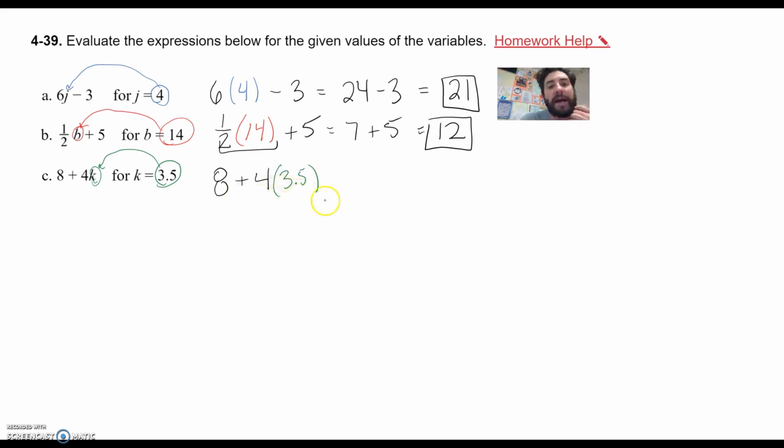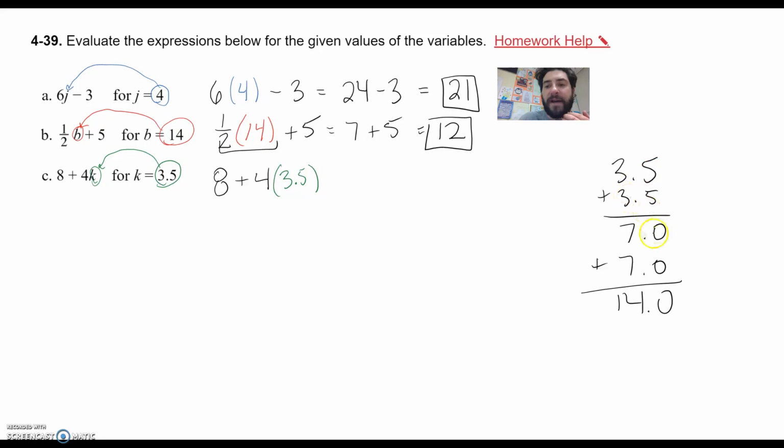So we need to multiply before we add. The order of operations says we multiply before we add. So 4 times 3.5. Well, I know 3.5 plus 3.5, two 3.5s, is 7. So 4 of them must be another 7, so 14. Two 3.5s make 7, and another 2 would be another 7. So this is 8 plus 14, and 8 plus 14 is 22.